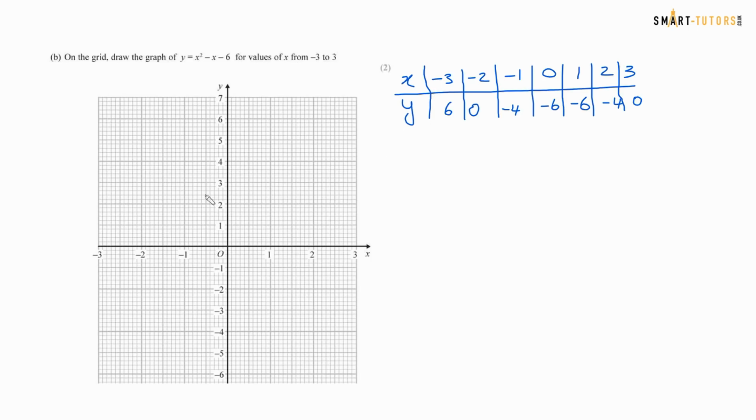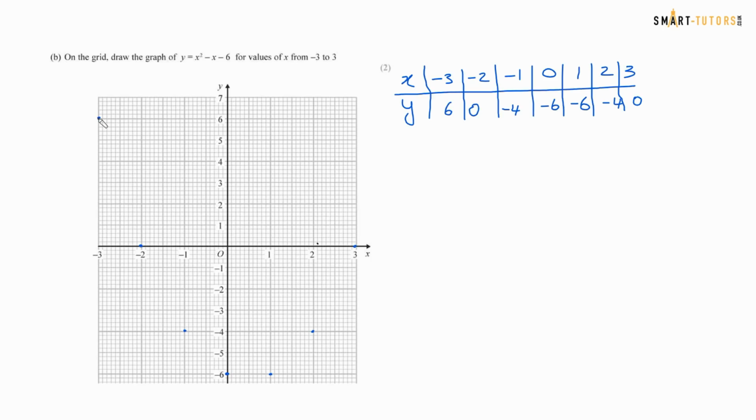So you plot the points minus 3, 6, which is this one, and minus 2, 0, and minus 1, minus 4, and 0, minus 6, and 1, minus 6, and 2, minus 4, and 3, 0. So that is the points.